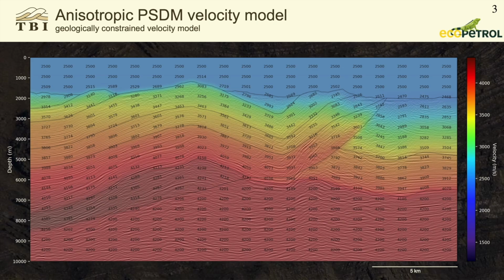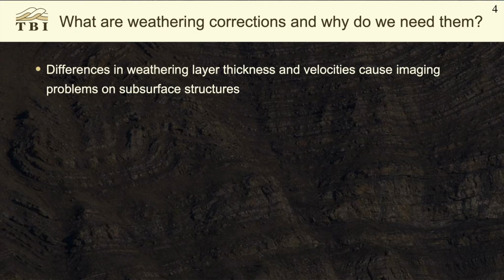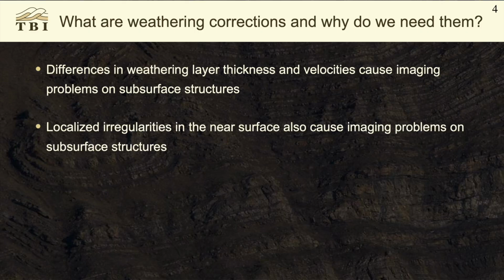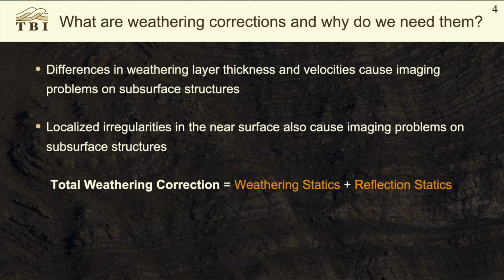So what are weathering corrections, and why do we need them? Well, there are differences in weathering layer thicknesses and velocities that cause imaging problems on our subsurface structures. Further, localized irregularities in the near surface also cause imaging problems on our subsurface structures. Our traditional workflow calculates a total weathering correction, which is the combination of the weathering statics and reflection statics.